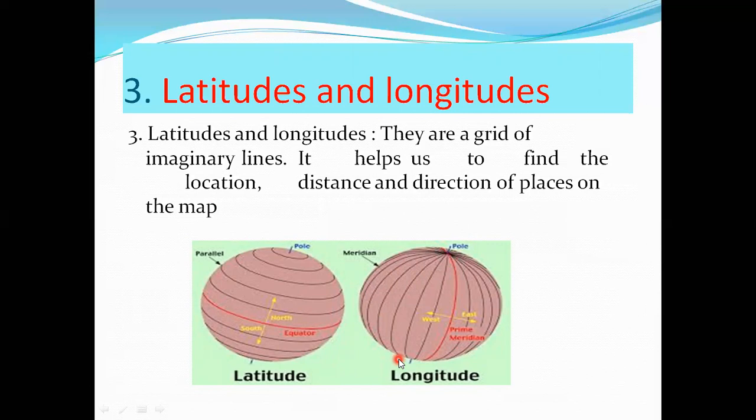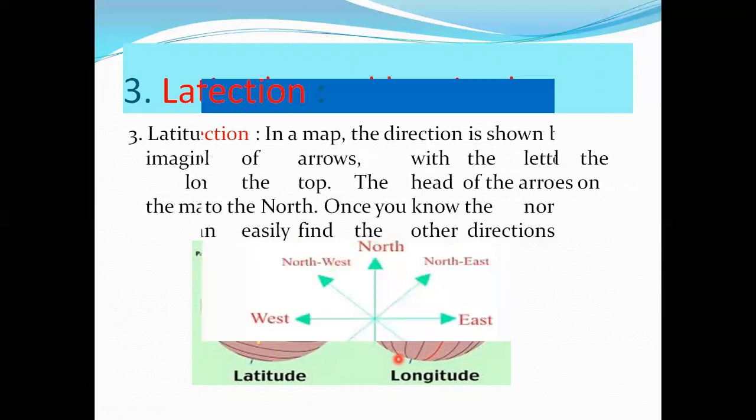Okay, the grid is nothing but a network of lines. A network of imaginary lines helps us to find the location, distance, direction, and place on the map. What helps us to find the distance, direction and all, children? Latitude and longitude help us to find them.